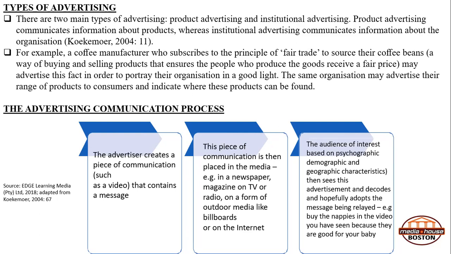Okay. When Boston Media House is advertising, it's advertising its institution, isn't it? It's advertising an educational institution and saying we offer the best because we have better equipment with the best lecturers, etc. They're not advertising the product per se, but they're advertising an institution, an organization that they are selling to the people. Okay. So product advertising communicates information about products.